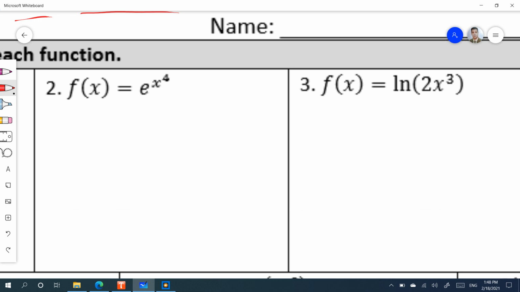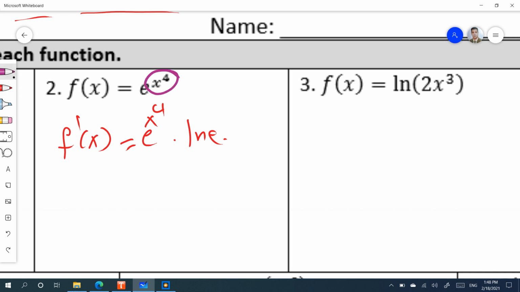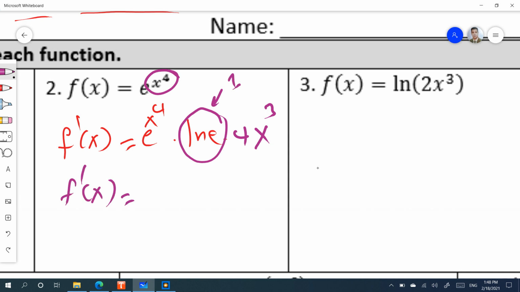Therefore, the derivative of this function f of x equals e to the power x to the power 4, times ln e, times the derivative of the exponent, which equals 4x to the power 3. And we said before that ln e, the natural logarithm of e, equals 1. Therefore the derivative of this function will be 4x to the power 3 times e to the power x to the power 4.